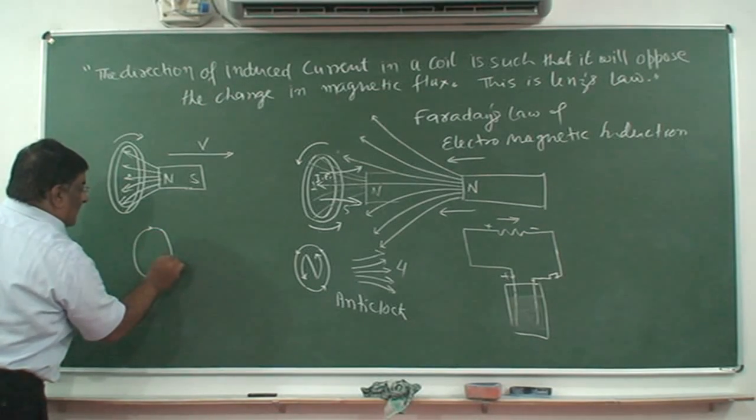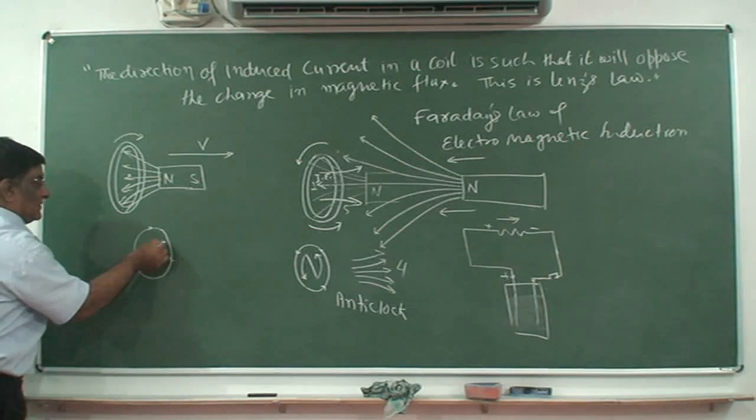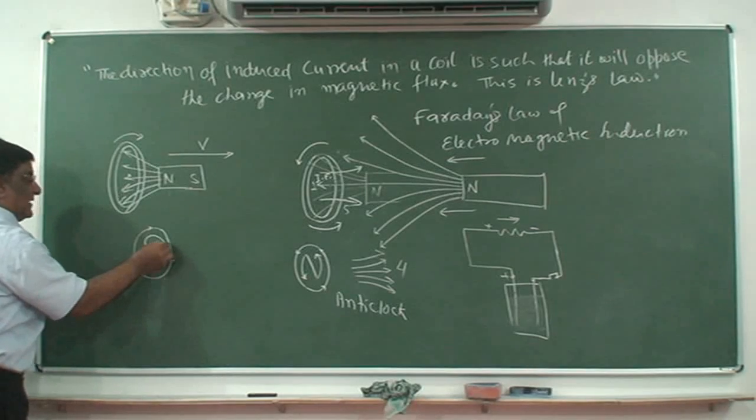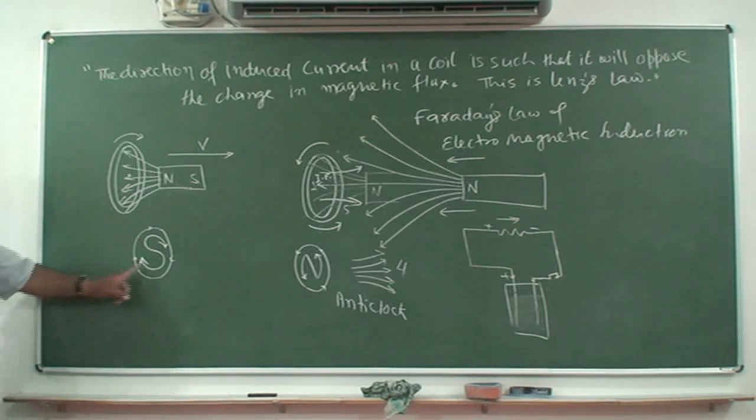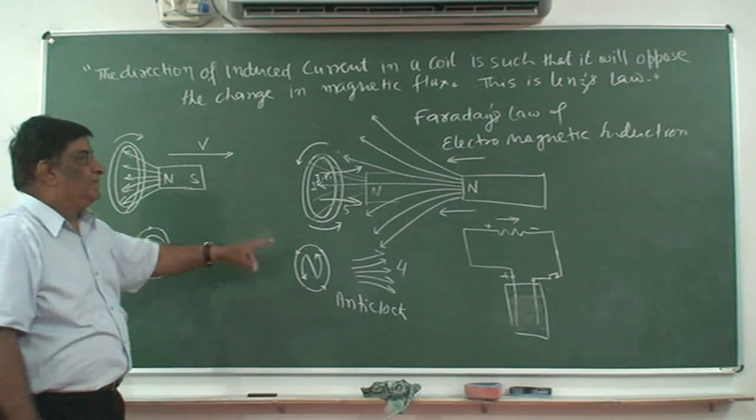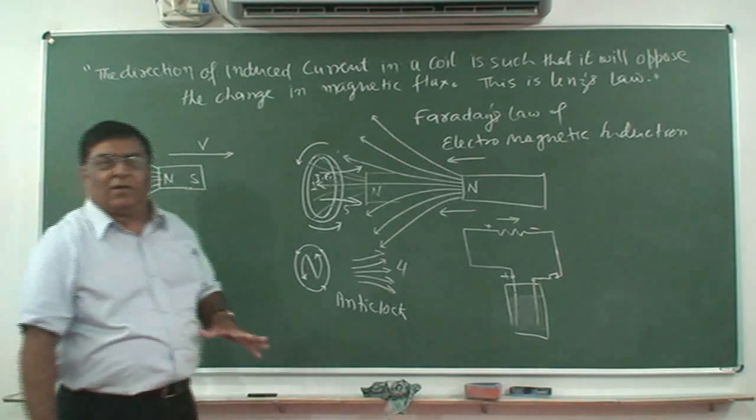This is the coil. If the current is clockwise, this will make a south pole, and let us put arrows here. So this type of current makes a south pole and this current makes a north pole. So we will remember this, and this is Lenz's law.